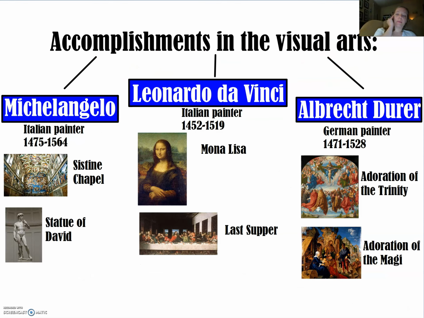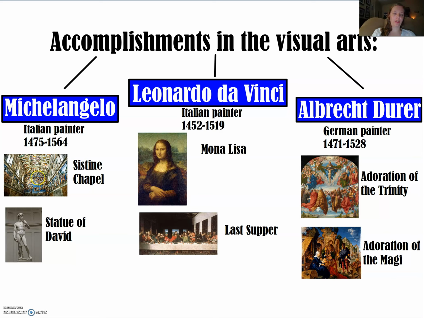There we go. 3 major artists that we need to cover: Michelangelo, Da Vinci, and Dürer. Michelangelo is from Italy, as is Leonardo da Vinci, as are most of the people that you would study in a Renaissance art class, because Italy was the heart of the Renaissance itself. And even if they weren't from Italy, they would have moved to Italy to study new techniques and be in the atmosphere of the Renaissance and that sort of thing.